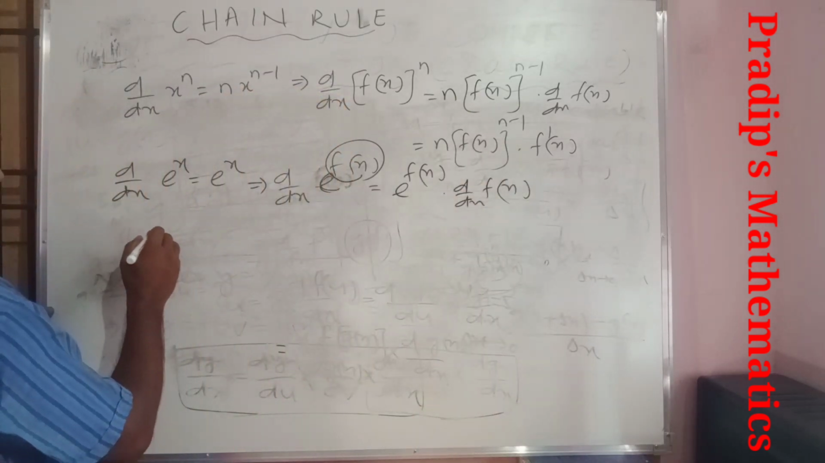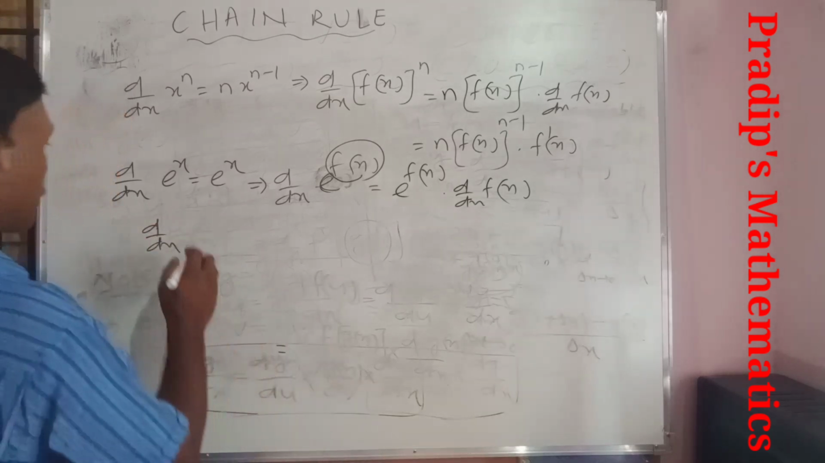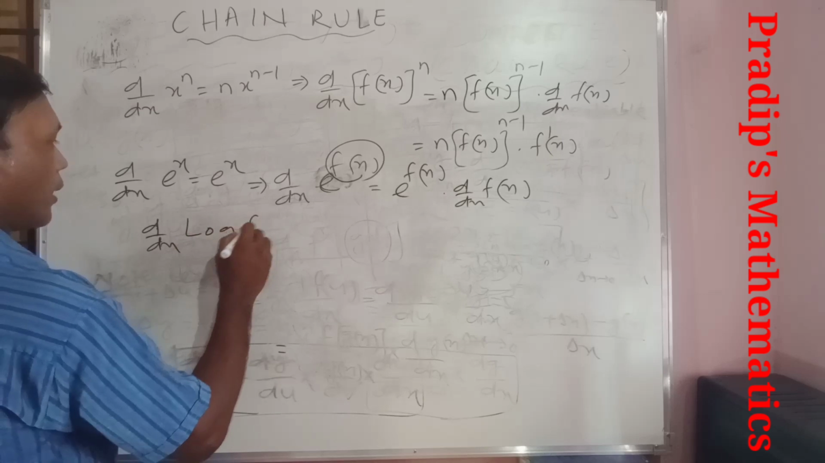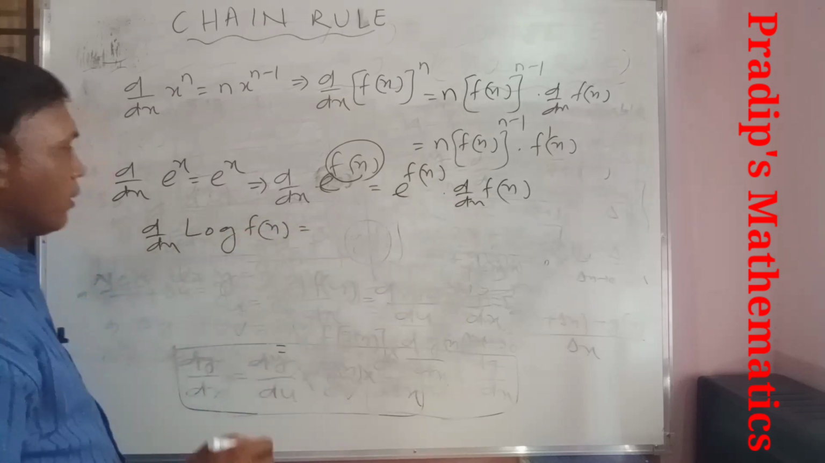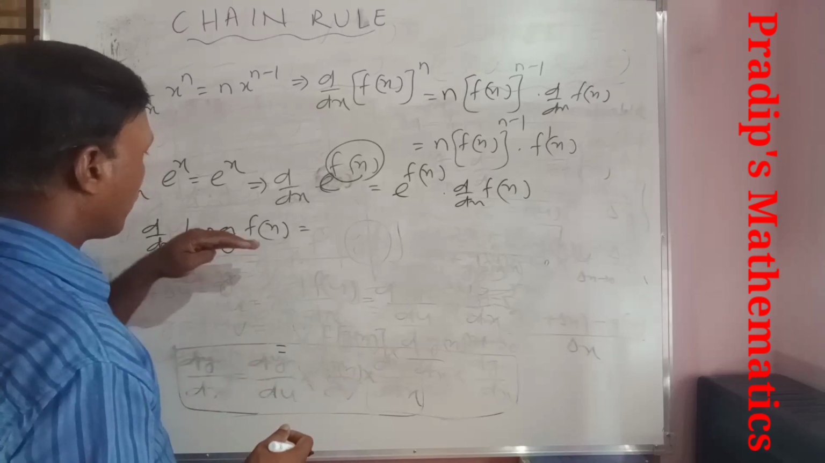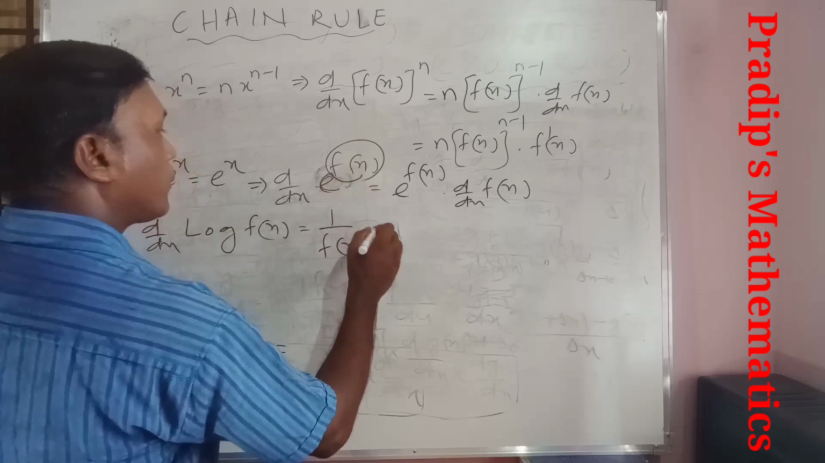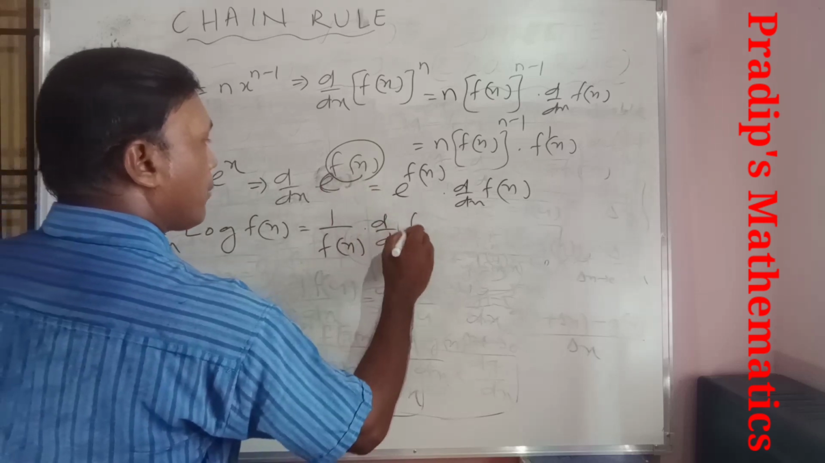Similarly, derivative of log x is 1 by x. Suppose we have given log f of x. Now the derivative of log x is 1 by x, and derivative of log f of x is 1 by f of x into derivative of f of x.